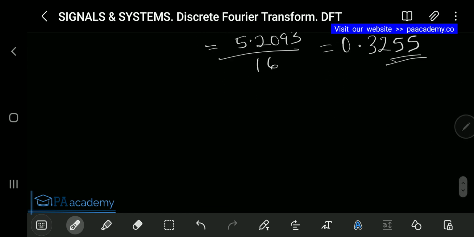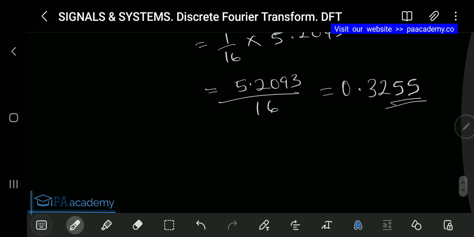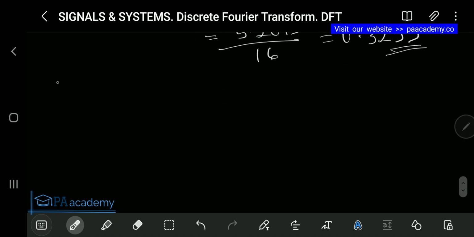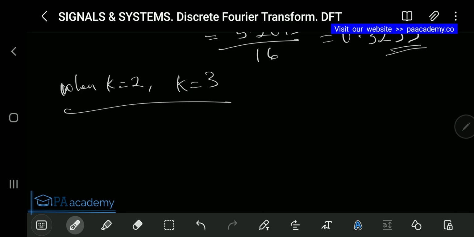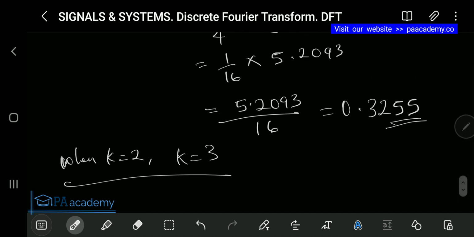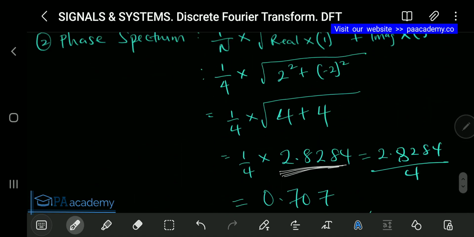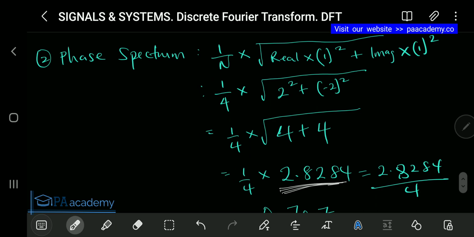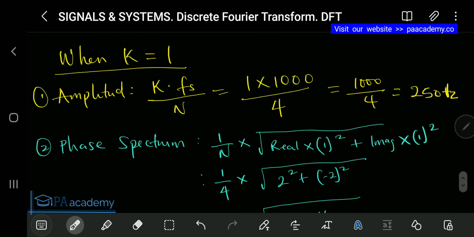All right, so we've done the calculation when k is equal to 0 and when k is equal to 1. So like I said, you go ahead and calculate the amplitude, the phase spectrum, and power spectrum when k is equal to 2, and then when k is equal to 3. And then let me know what your answer is in the comment section below. So I believe you've gotten the concept on how to calculate amplitude, phase spectrum, and power spectrum when you are dealing with questions relating to DFT or signals and systems.